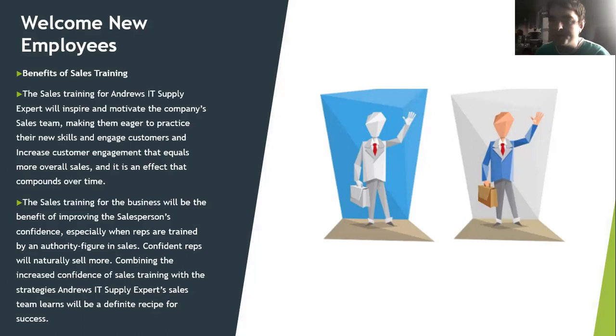Combining the increased confidence of sales training with the strategies Andrew's IT supply expert sales team learns will be a definite recipe for their success: to increase the competition and money, customer value, and relationships in the business, to increase revenue, to improve customer relationship and loyalty, and to create better structure for the business and the employees.